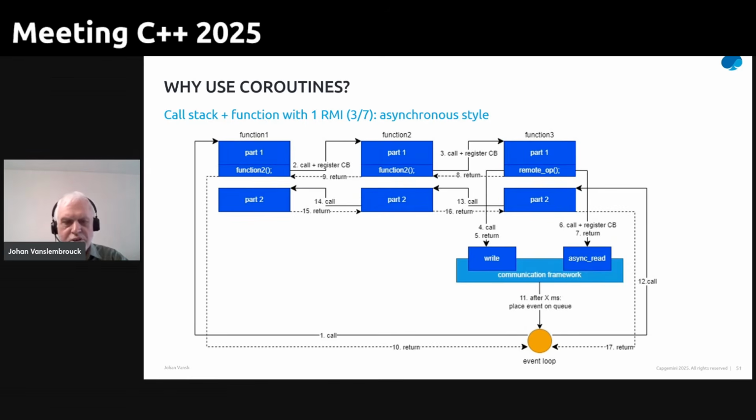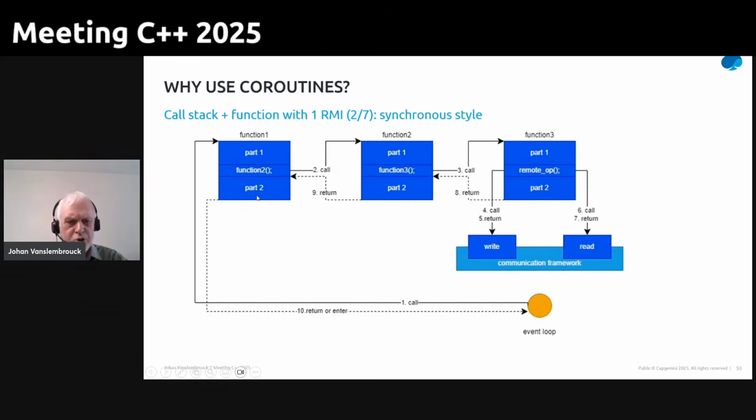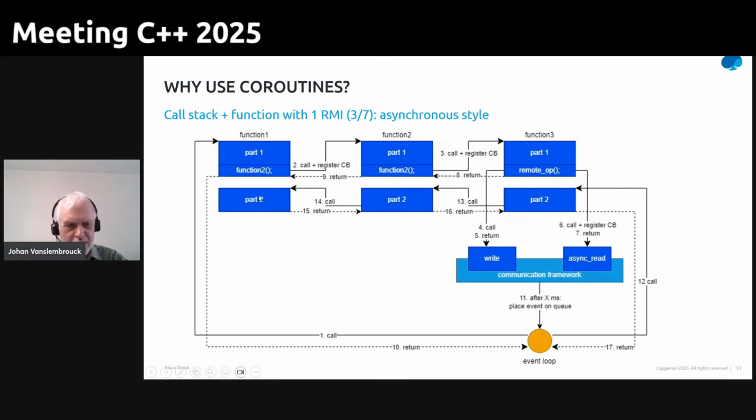If we do it with asynchronous style, then the application programmer has to cut the original functions into two parts. See, we have these things here. Then we have a write, which is still blocking, may not hurt. We have an asynchronous read, which is not blocking. So here we're going to return, passing control back to the event loop. And then when the response has arrived after X milliseconds, whatever, place event on the queue. And then we're going to do part two.